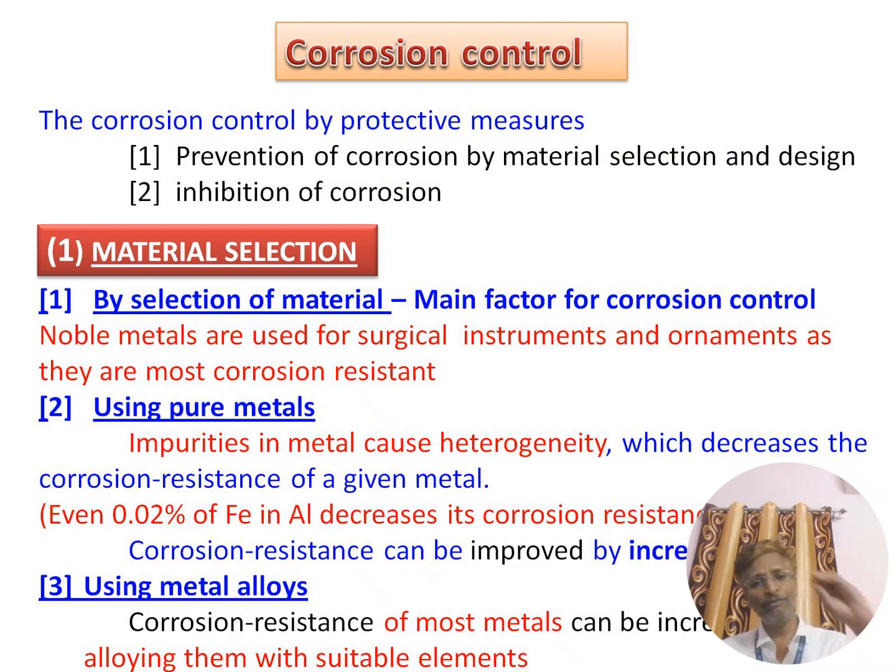Even 0.02% of iron in aluminium. Suppose you are having aluminium, and in that aluminium 0.02% of iron is present, there is a possibility of corrosion. So most of the metals should be made into alloys. For making alloys, reduce the rate of corrosion by alloying with suitable elements.